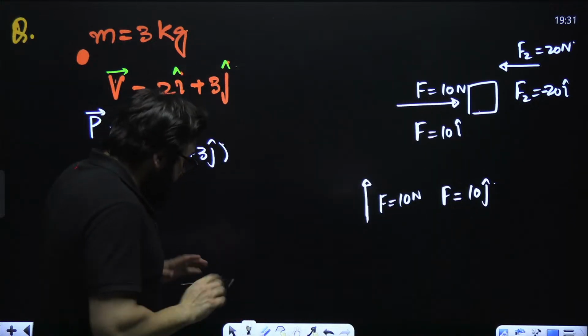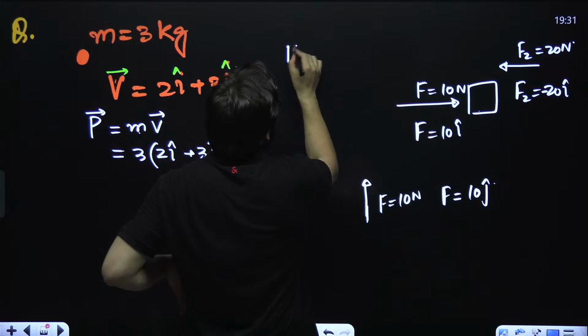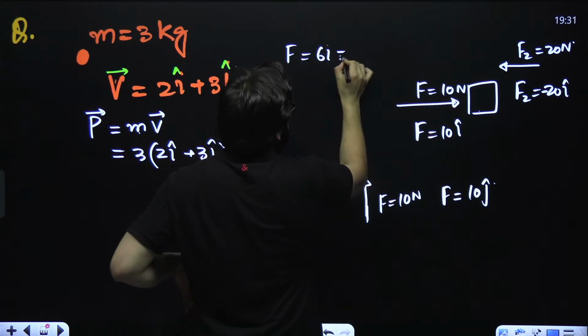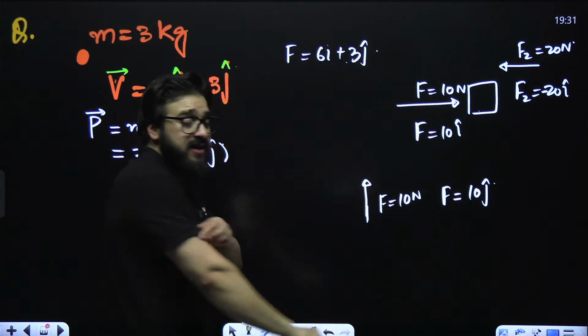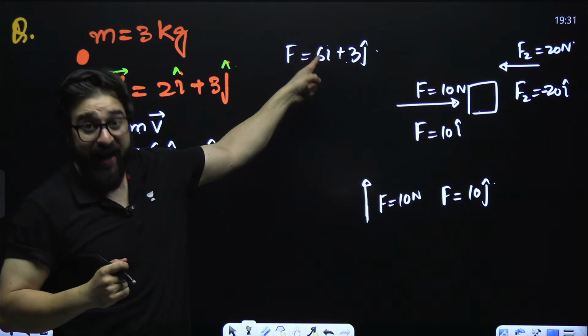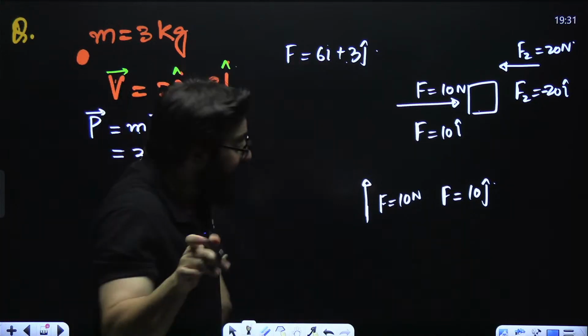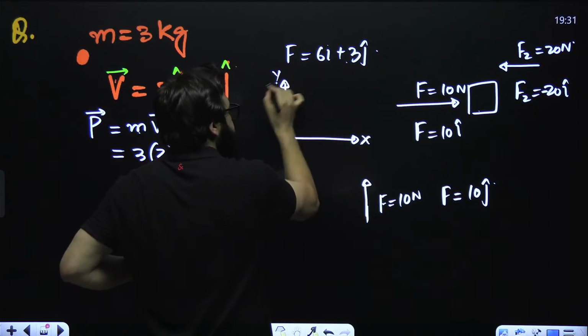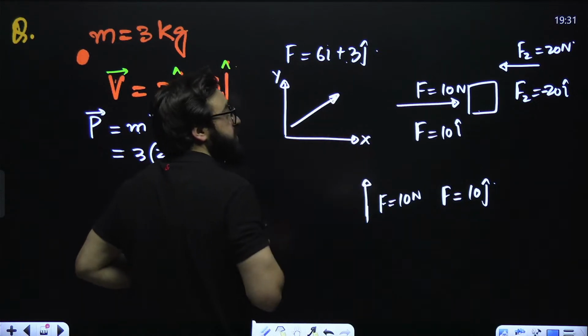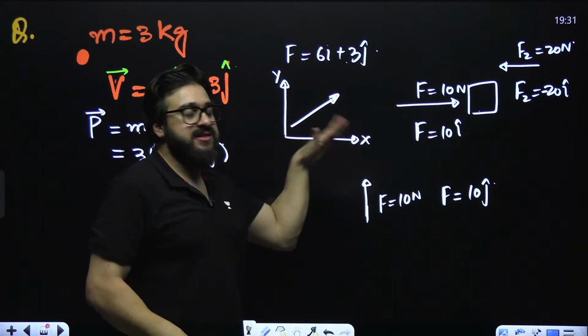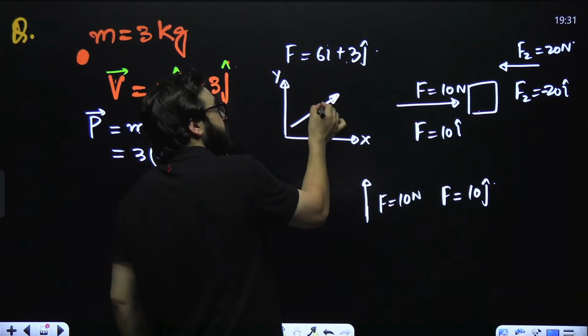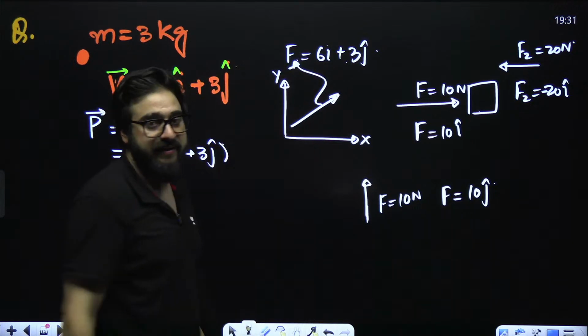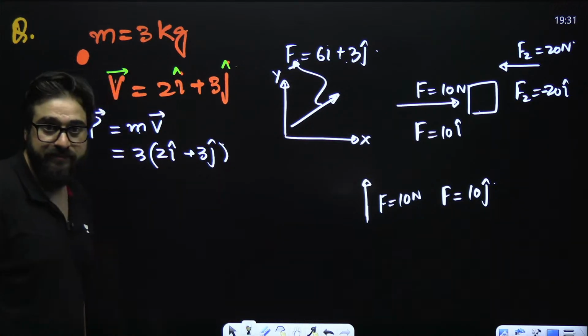Then if I say we have got a force F is equal to 6 i plus 3 j, sir, what is this? This force is in the x direction as well as in the y direction. So I can write it something like this. This is the x axis. This is the y axis. So the force will be something like this. It is in the x as well as y.